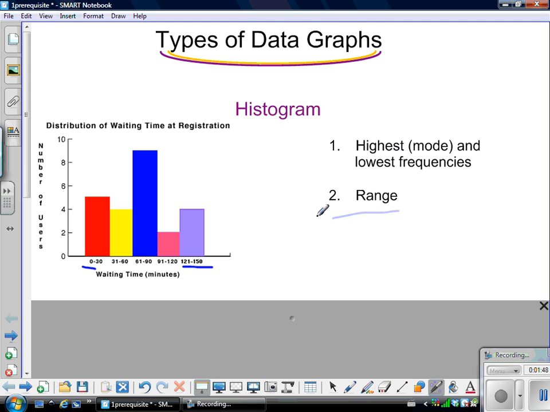So very quickly, when we're talking about types of graphs, we're interested in looking at something and very quickly being able to see a certain type of information. So for a histogram, very quickly I can see that this is the highest, this is the mode, and I can also see that this is the lowest as far as wait times go, very, very quickly.